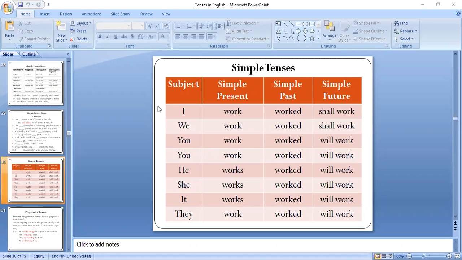If we is the subject, okay, we consider we as the subject, its simple present is we work. Its simple past is we worked, ed suffix, and its simple future is we shall work.